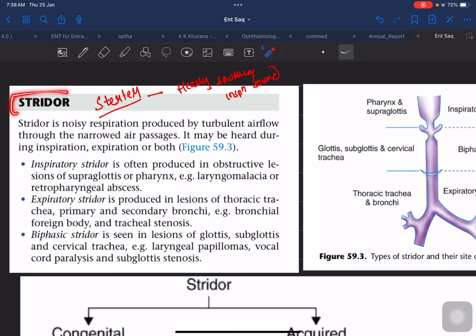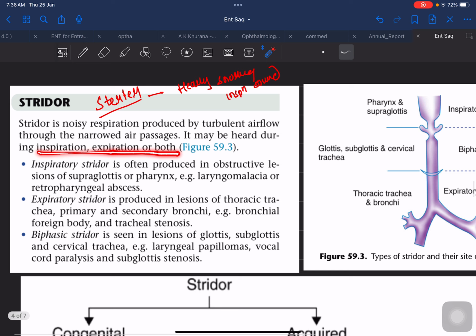Okay, now talking in detail about stridor. What is this? This is noisy respiration produced by turbulent airflow through narrow air passages, and it may be heard during inspiration, expiration, or both, as we have already said. Stridor was mainly heard during inspiration. Define stridor: noisy respiration produced by turbulent airflow when the air passes through narrow air passages. It may be heard during inspiration, expiration, or both.